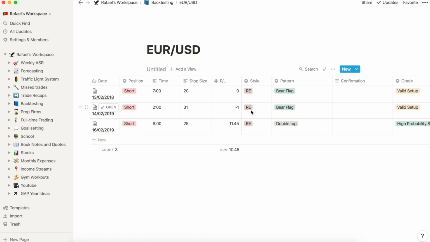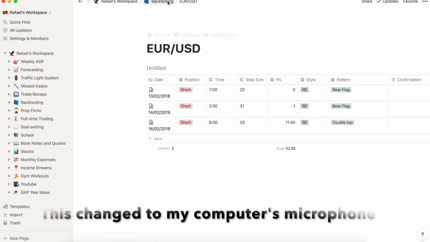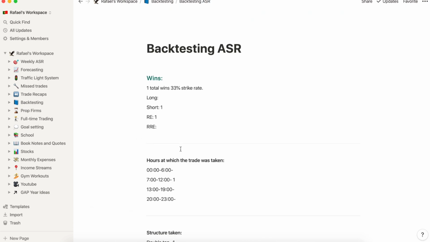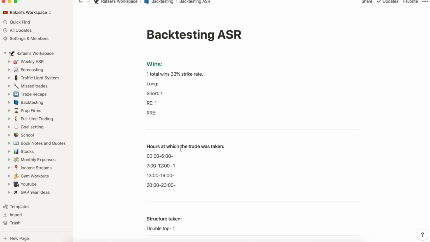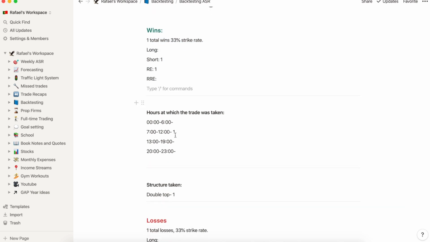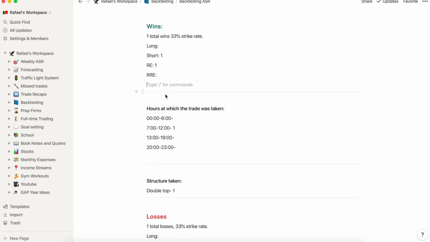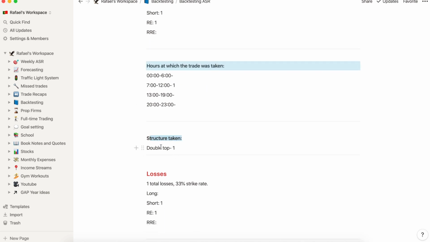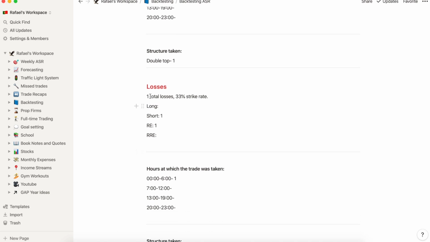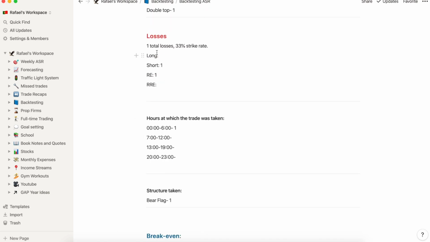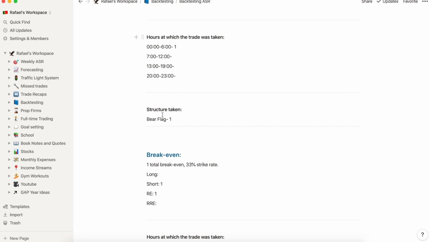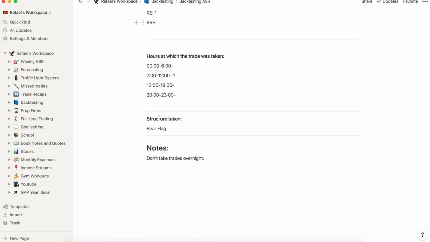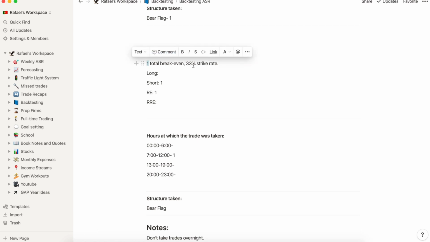imagine if I have finished now backtesting until 2020, and I have all the positions I've taken, and I just go back to this template that I have here. I've already filled this out, so I fill in with my wins, if they were a short, a long, a risk entry, reduced risk entry, at what hours they were taken. I also document the structure that was taken, and the same for the losses. So long, short, risk entry, yeah, you know the deal. Structure and all the break-evens too. So I put the total and the strike rate.